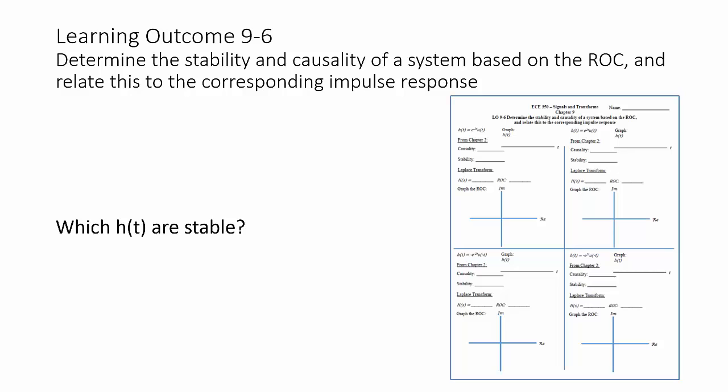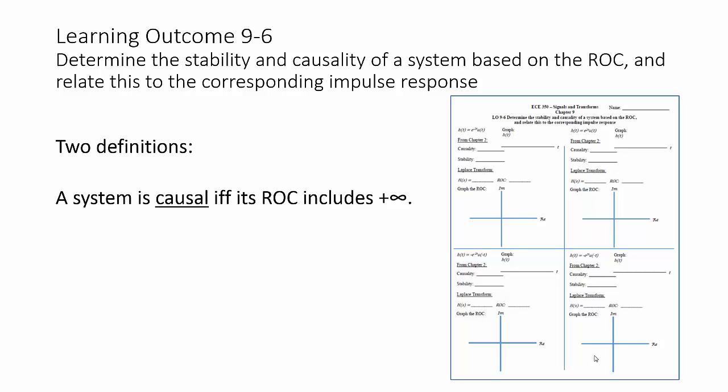Now stability. Look at your results on stability. Which h of t are stable? Now look at the corresponding ROC pictures. What do the ROCs for the stable h of t have in common? Look for a pattern. Now I'm going to give you 2 definitions. Hopefully, based on the previous work, these make some sense.